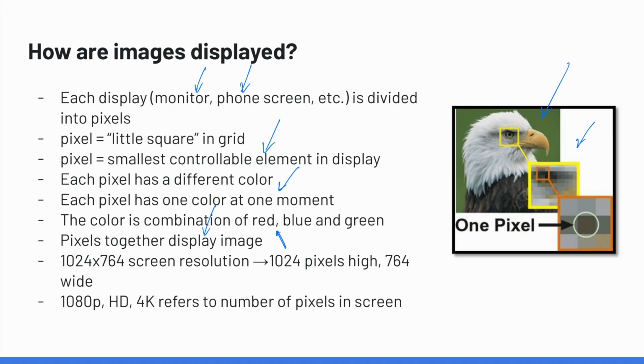And this usage of pixels is connected to screen resolution. So you might have seen a screen having a resolution of 1024 by 764 or even more. That is referring to 1024 pixels high and 764 pixels wide. Now 1080p, HD, and 4K all refer to a number of pixels as well. Usually, these are all going to be a higher number of pixels than this right here. Because the more pixels you have, the more detail with which you can display images and video.